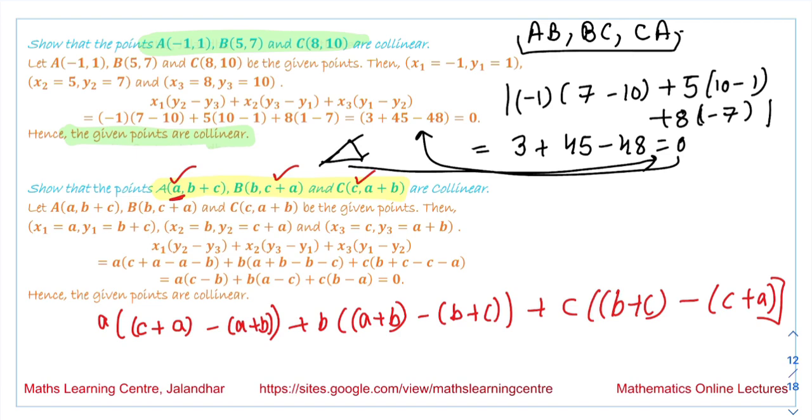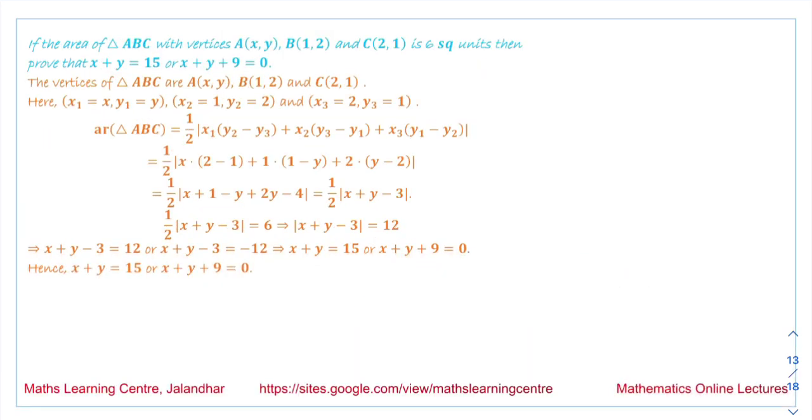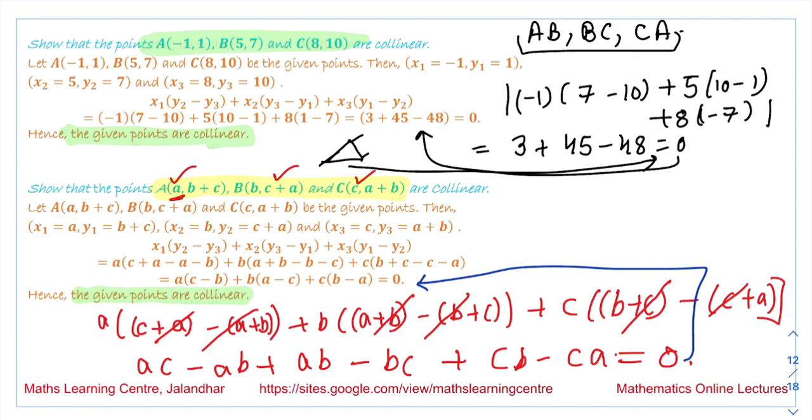When you open all these brackets, you will see that this A and A get cancelled over here, this B and B get cancelled over here, and this C and C get cancelled over here. What we are left with is AC minus AB plus AB minus BC plus CB minus CA, and the final answer we will get is equal to 0. So the area of the triangle formed by these 3 vertices A, B, C is 0. It means these 3 points are collinear.